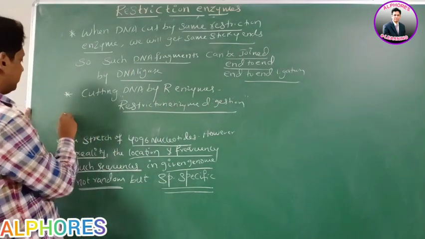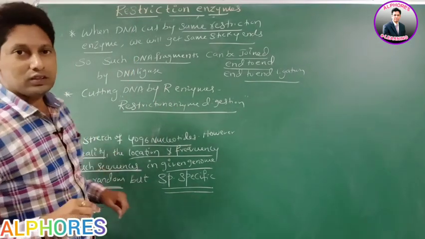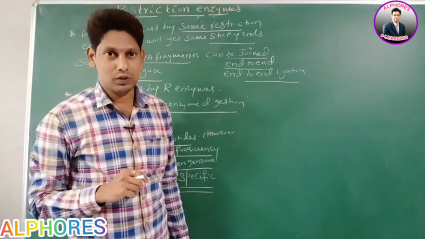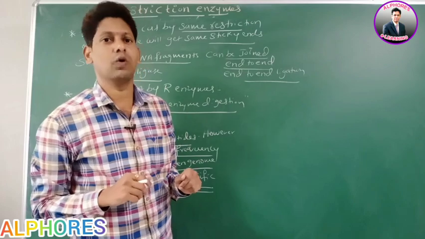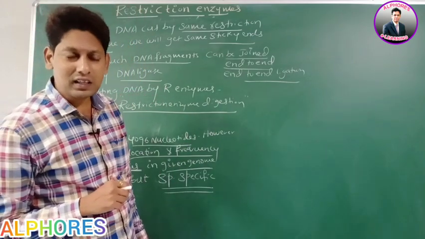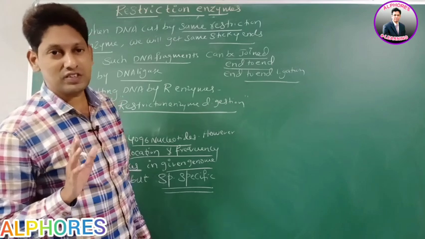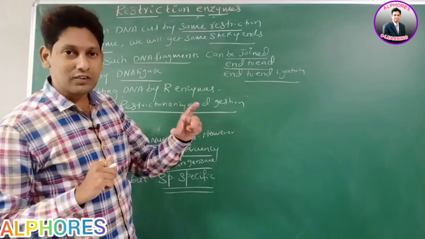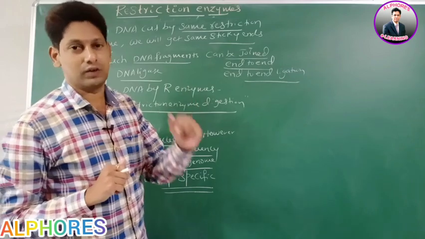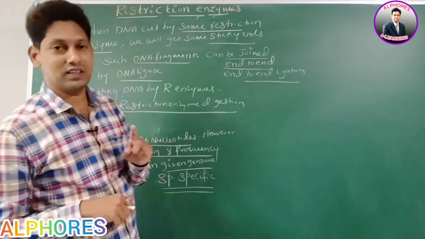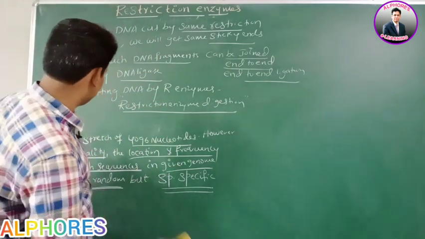Now listen here. When we cut the DNA by restriction enzymes, do we get only one fragment? No, we will get many fragments. Do all the fragments have the same length? No. They are of different lengths.